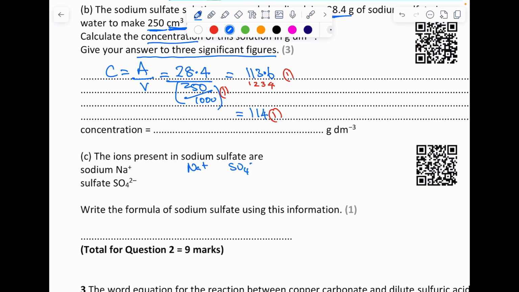And the last little bit, work out a formula for this chemical, sodium sulfate. So sodium is Na plus, and sulfate is SO4 2 minus. That wants to make 2 bonds. That wants to make 1. We swap them over. So the sodium gets a 2. The sulfate gets a 1. So my formula is Na2SO4.